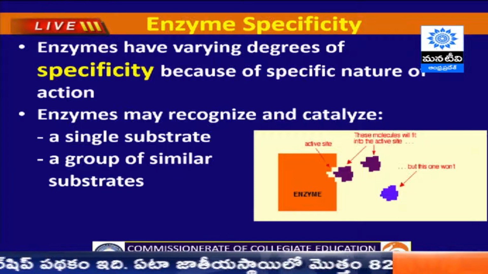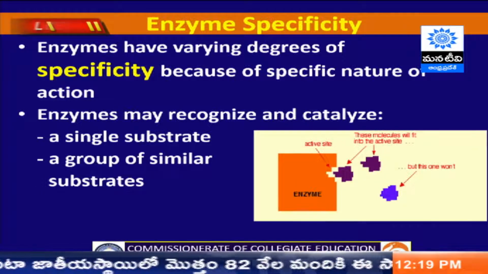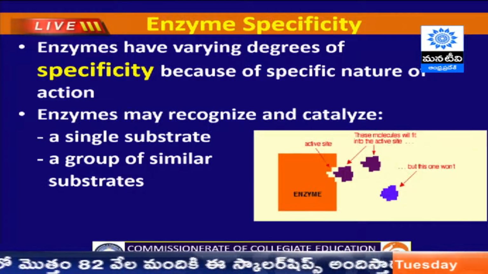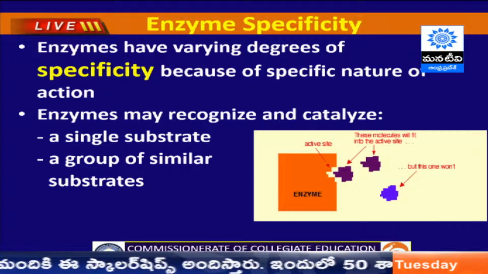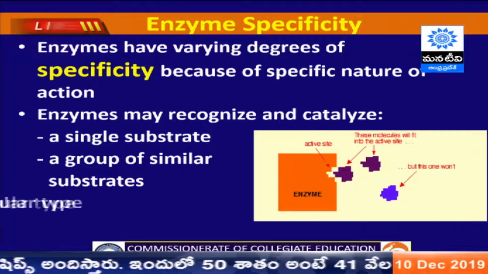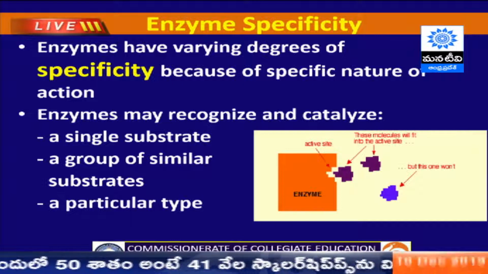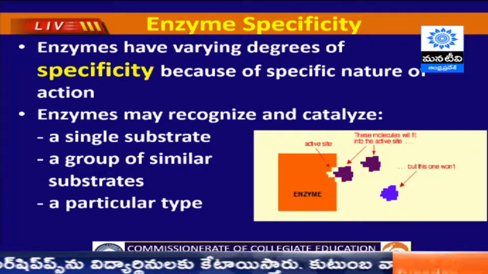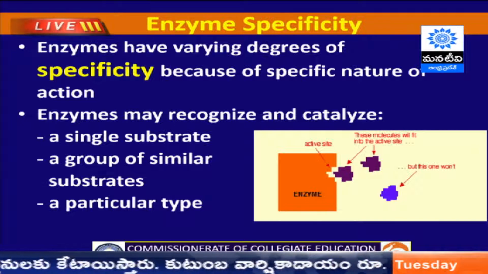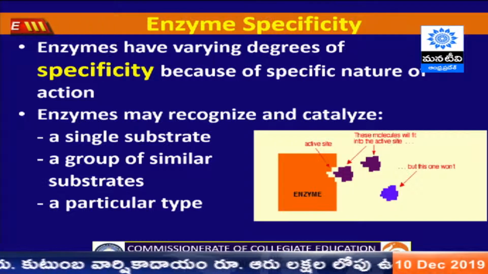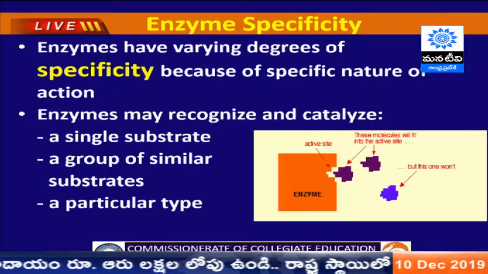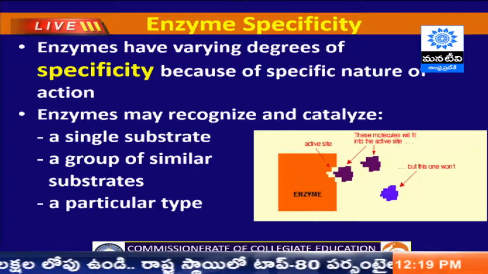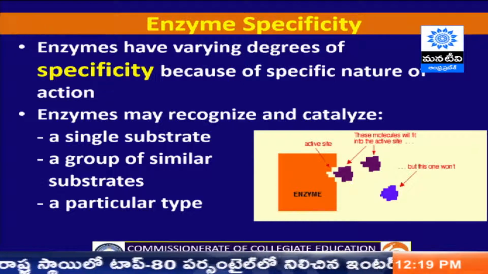The enzyme can also act on a group of compounds belonging to similar substrates. So they do not only act on a single substrate, they can also act on a group of similar substrates. For example, on the phosphate group, on the sulfate group, on the hydroxyl groups, like that they act on groups of similar substrates.